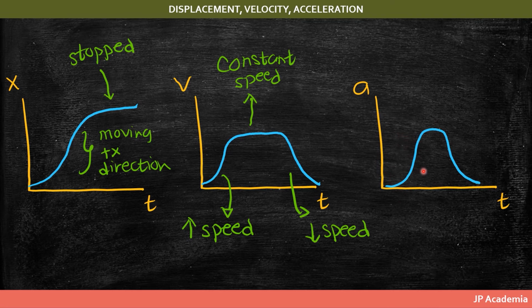Last, we have this graph, and we can say that at this portion, we have a positive acceleration that is increasing. Then for this one, we have a decreasing acceleration, which is still positive. Then we have here zero, or a constant acceleration.